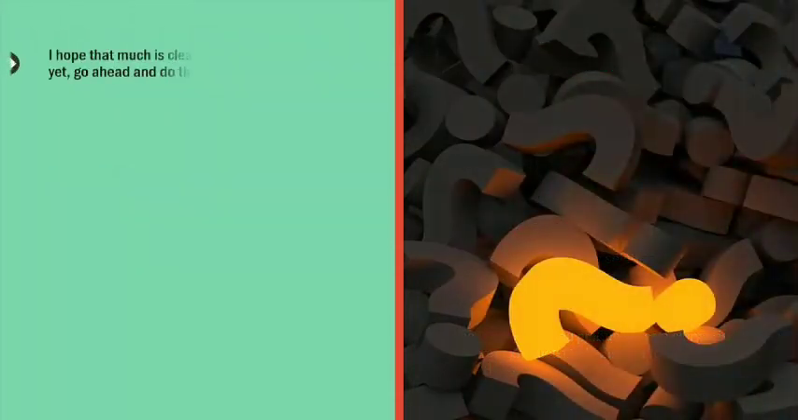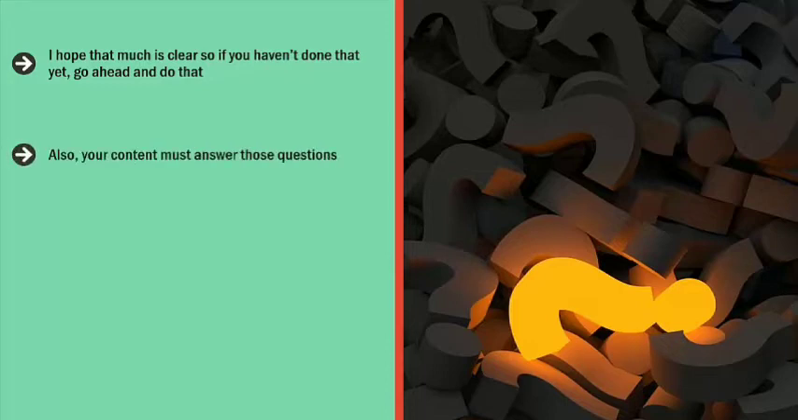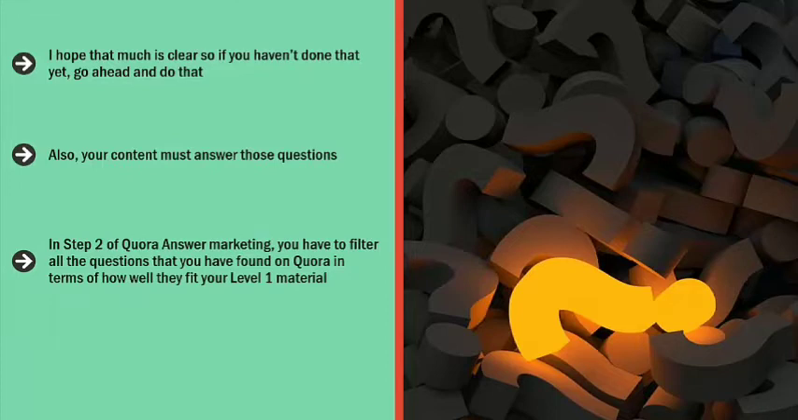I hope that much is clear, so if you haven't done that yet, go ahead and do that. The key here is that your content must answer key questions that your audience members would have in mind when looking for solutions. In step 2 of Quora Answer Marketing, you have to filter all the questions that you have found on Quora in terms of how well they fit your level 1 material.